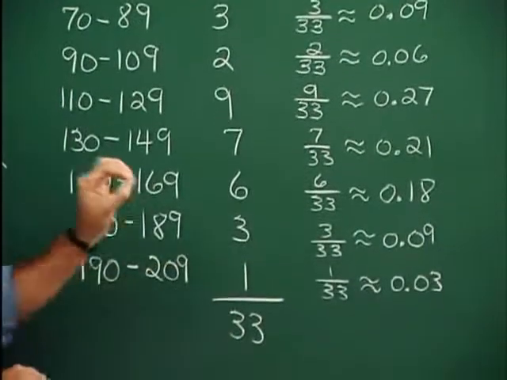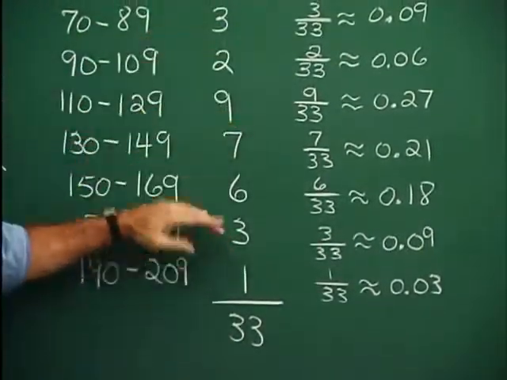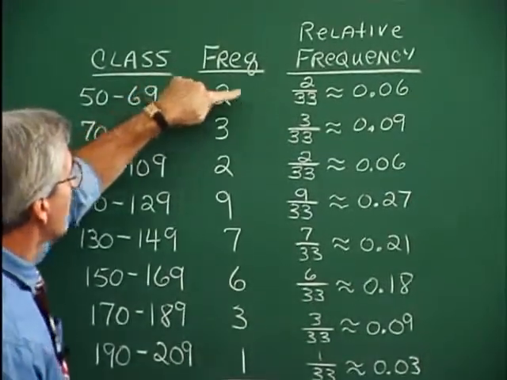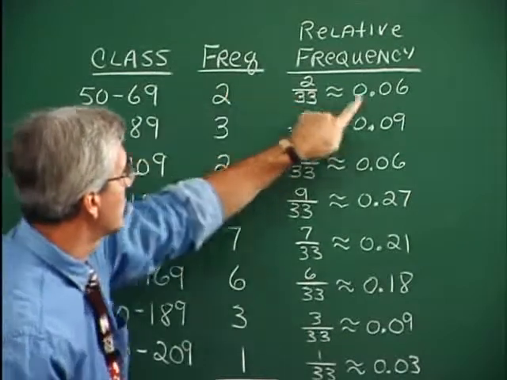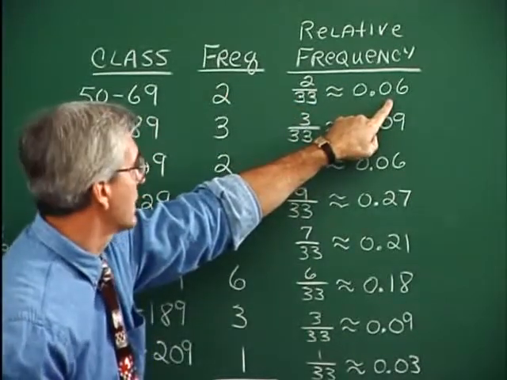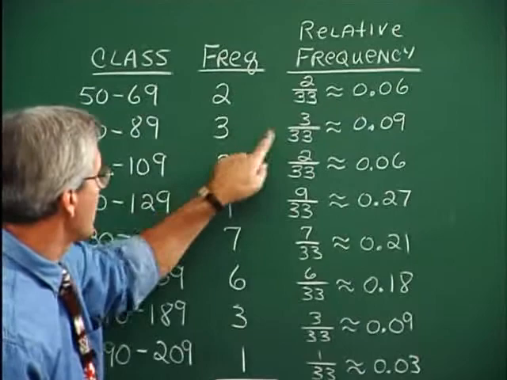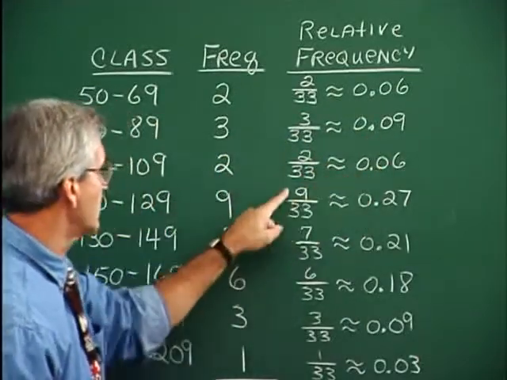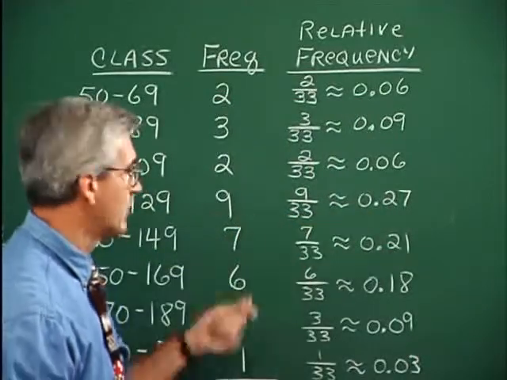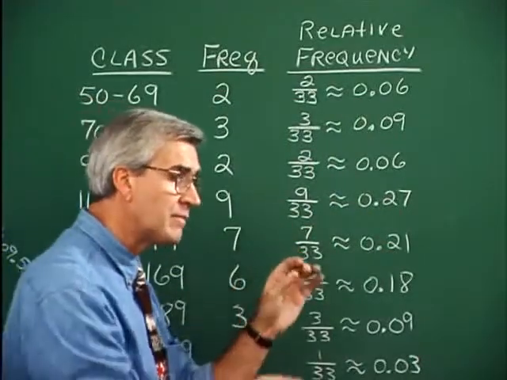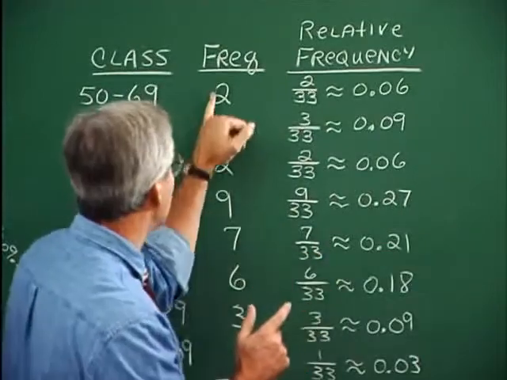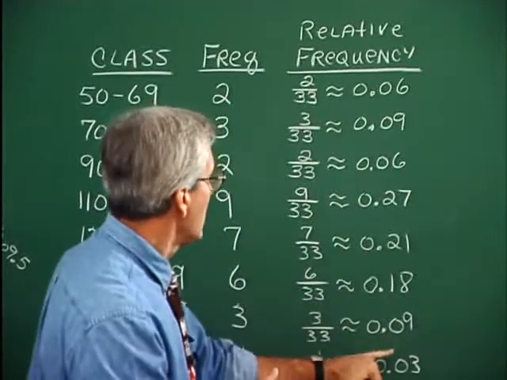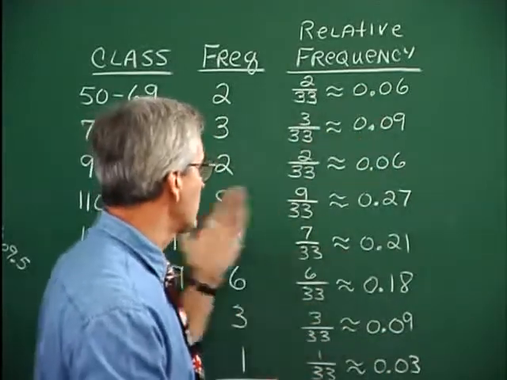So to find the relative frequency for each of these, we would just take each of these and divide by 33. So the relative frequency for this one would be 2 over 33, which is approximately 0.06, or 6 hundredths. And 3 over 33 for this next one would be 9 hundredths, and 2 over 33, 6 hundredths, 9 over 33, 27 hundredths, and so on. And instead of making our histogram according to frequency, we could make the histogram according to relative frequency.